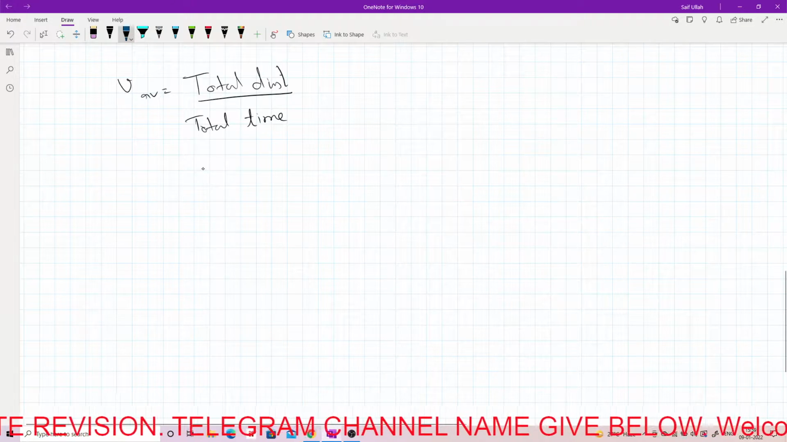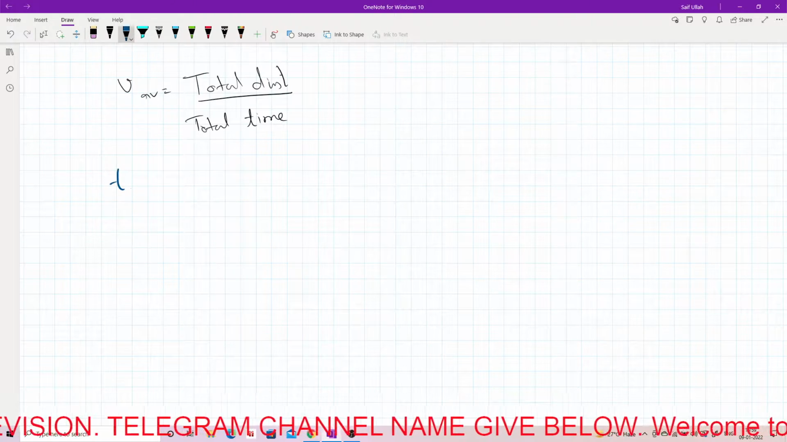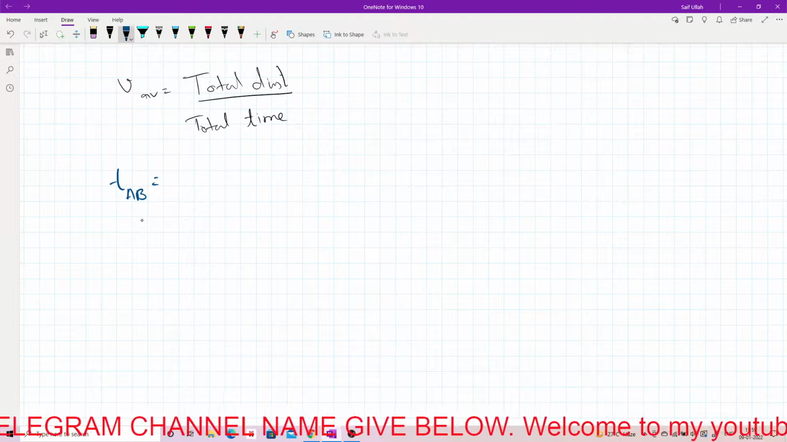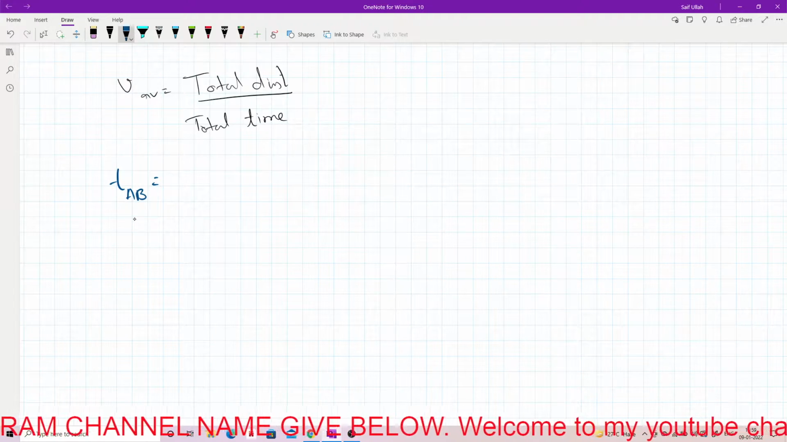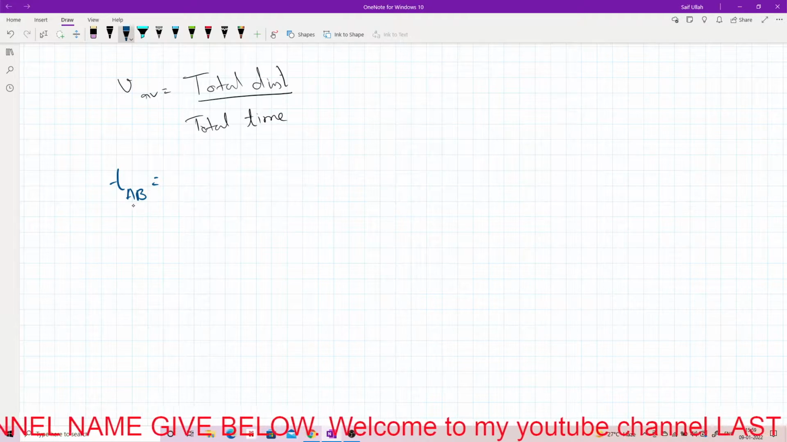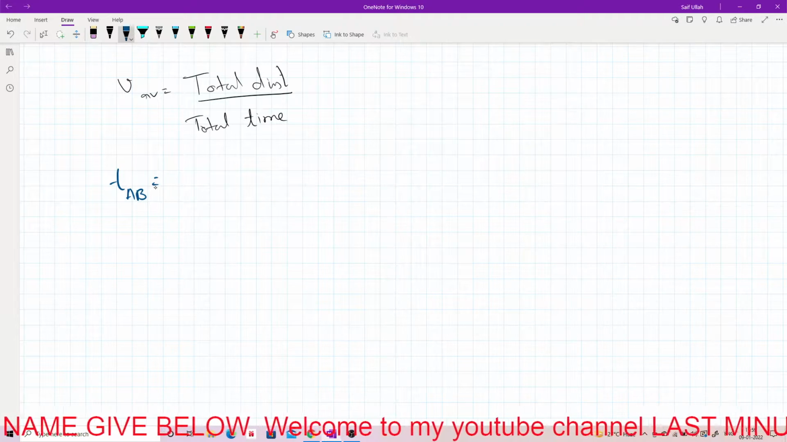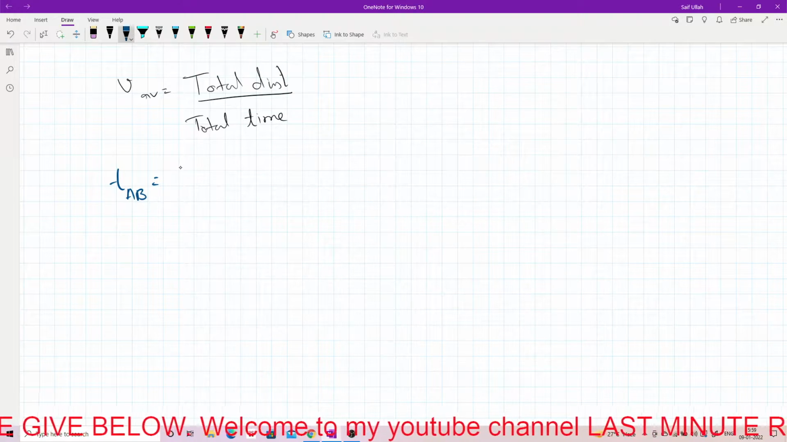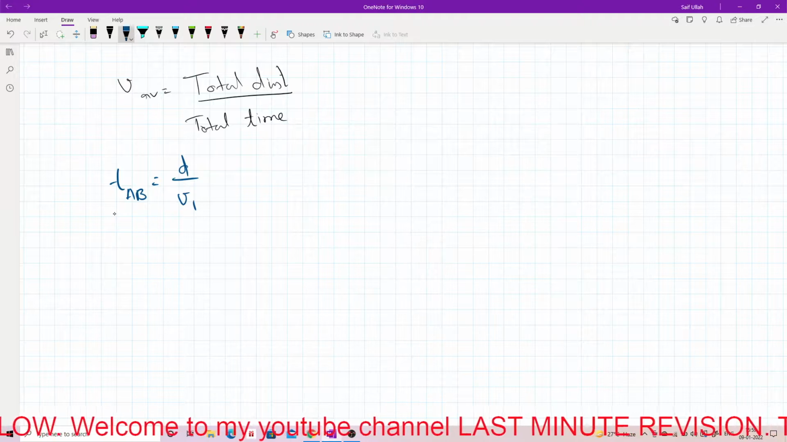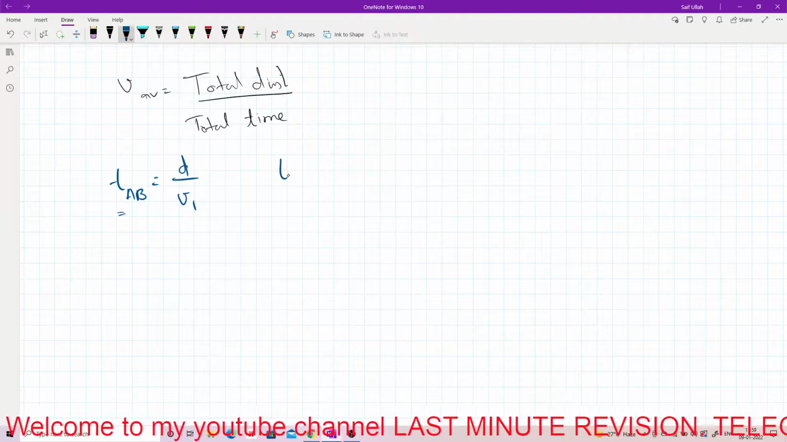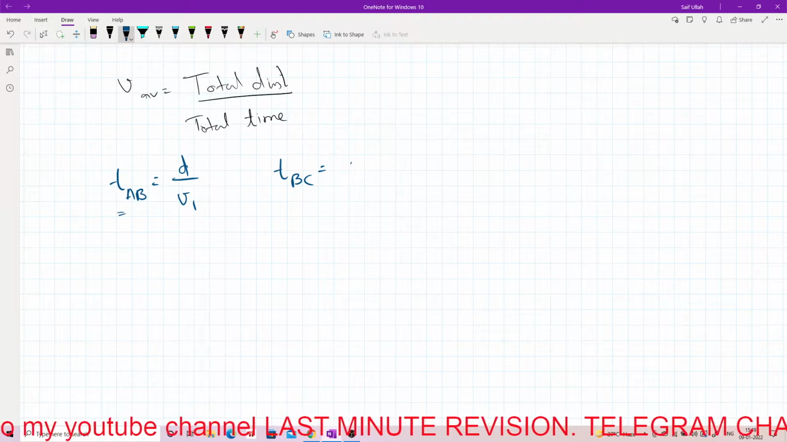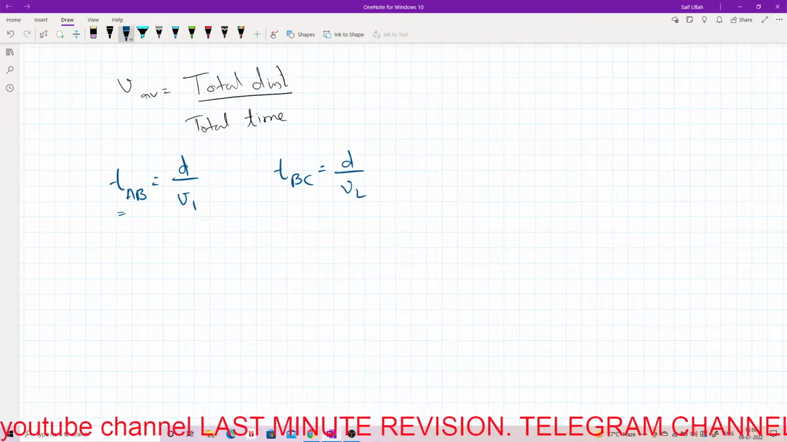Now first you will find the total time. The total time is t equal to t_AB, the time it has travelled. Normally the formula for speed is distance by time, and for time it is distance by speed. So the distance is d and the speed is v1. This is the t_AB. Whereas for t from point B to point C, it will be the same distance d by v2.